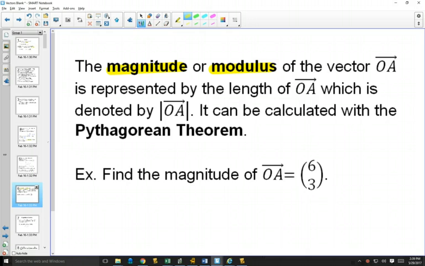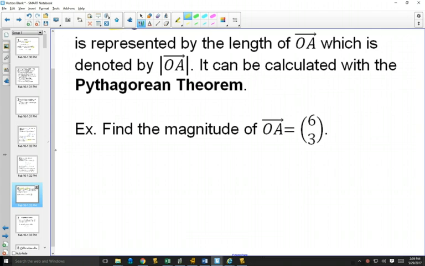How far away is 5 from 0? 5. So the absolute value of 5 is 5. How far away is -3 on the number line from 0? 3. So the absolute value is really just figuring out the distance of something. But now we're going to figure out the magnitude of vectors. And all we have to do is use the Pythagorean theorem.